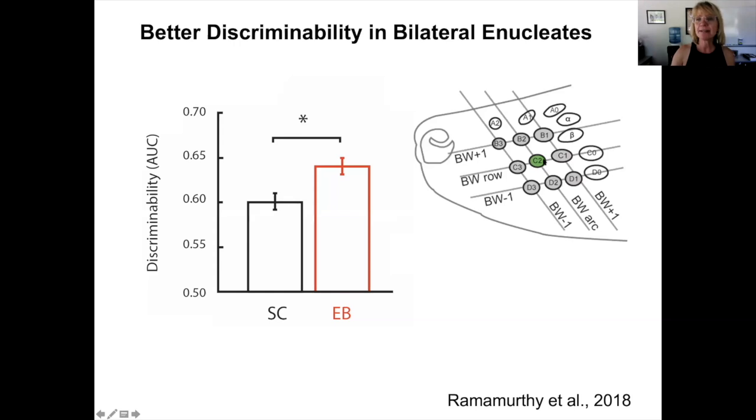And what I mean by that is that this is the snout of a bilateral enucleate, of a Monodelphis domestica, and these are rows of whiskers and then arcs of whiskers. And by that better discriminability, if I could say it, it's getting towards the end of the day here, it means that those neurons are able to discriminate stimulation of this whisker compared to surrounding whiskers in a bilateral enucleate compared to a normal animal.